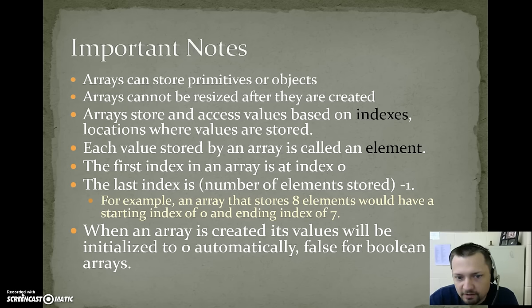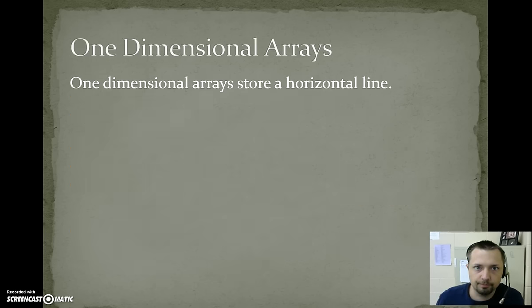When an array is created, its values will be initialized to 0 automatically for numbers, false for booleans, and null for objects. It doesn't say it, but null for objects, so let me just write that in pen. Let me go grab a little red pen: null for objects. I'm going to be using the pen a lot in these slides, not to correct things that I wrote, hopefully, but to show examples.